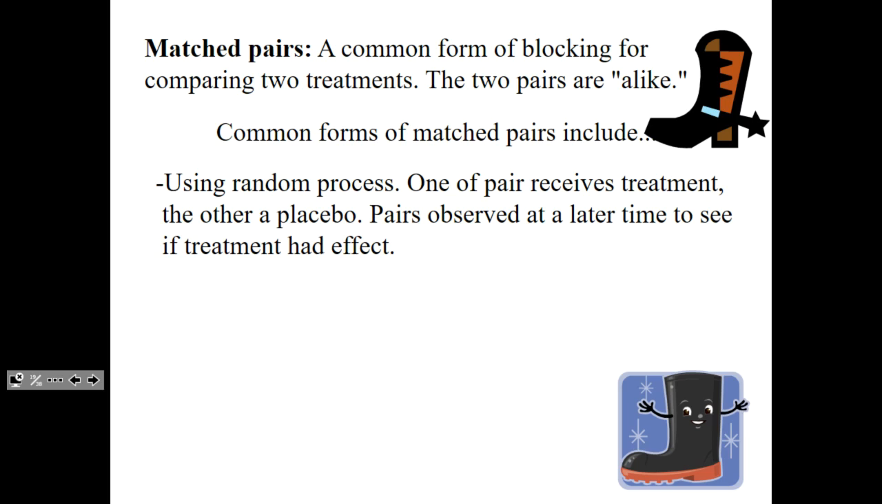One of them gets the treatment, one gets placebo. Later on, we see if the treatment had any effect. They don't have to be identical twins. I could say team up two people of the same race, approximately the same age, same gender. One gets treatment, one gets the placebo treatment, and we see if there's a difference.